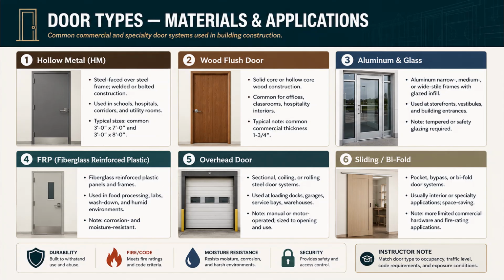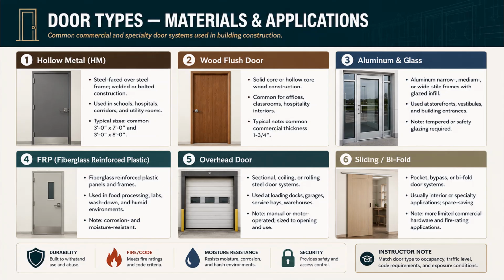Learn each by its material, where it's used, and one defining note. Hollow metal is steel-faced over a steel frame, welded or bolted construction. You'll find it in schools, hospitals, corridors, and utility rooms, anywhere durability, security, and fire rating matter. Typical sizes you'll see commonly are 3 foot 0 by 7 foot 0 and 3 foot 0 by 8 foot 0. This is the workhorse commercial door.